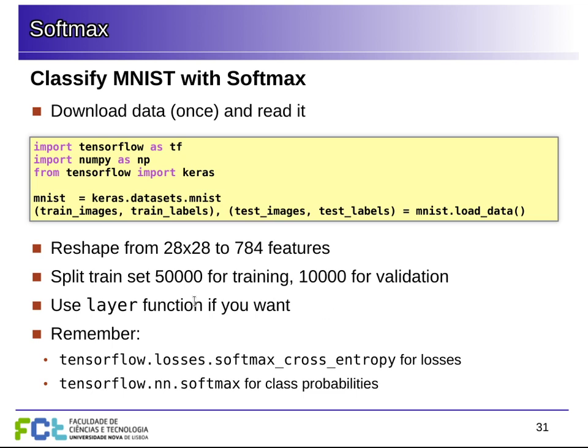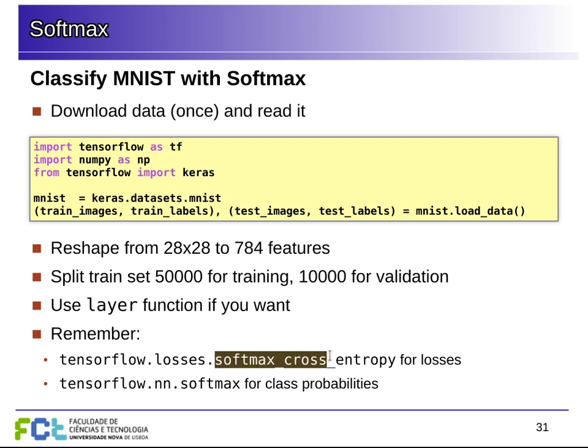So if you want, you can use the layer function from the regression example, and the network function to stack all the layers. But remember that now we're going to use softmax cross entropy for the losses, because this is a multi-class classification problem, and softmax for the probabilities, for the predictions.